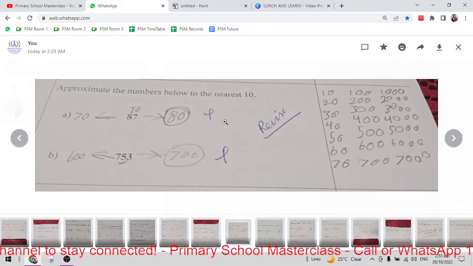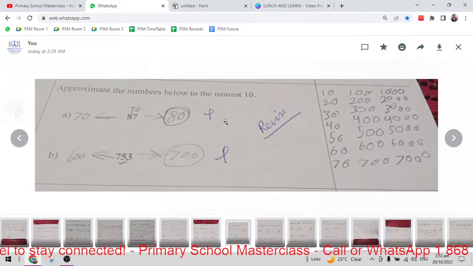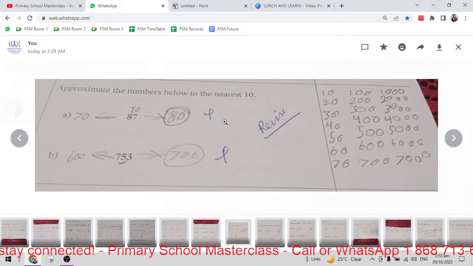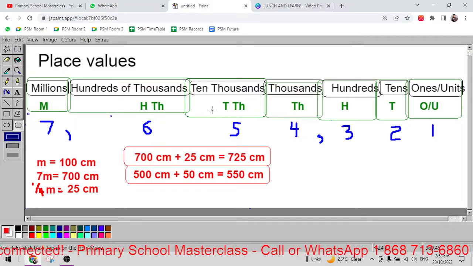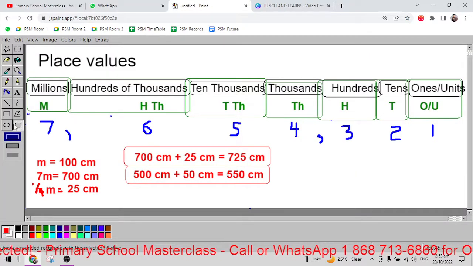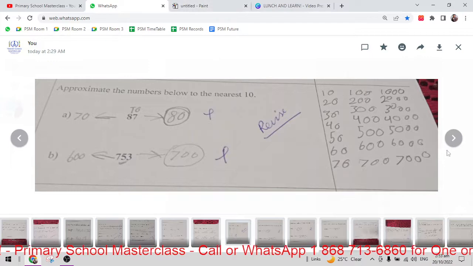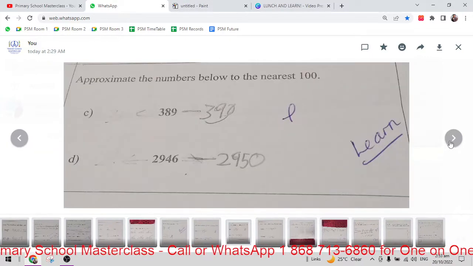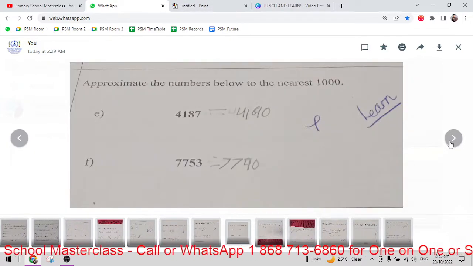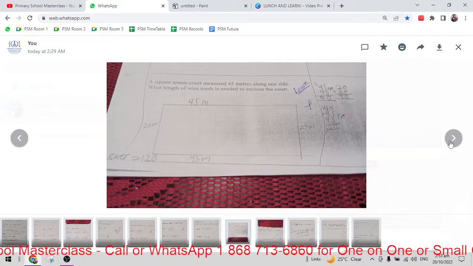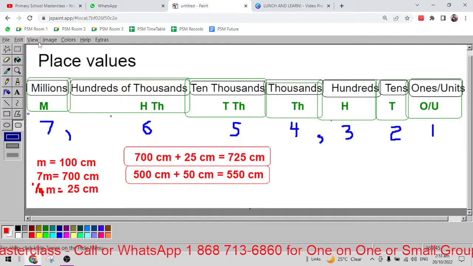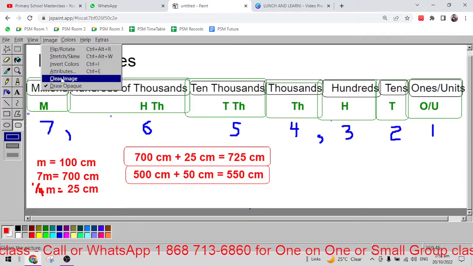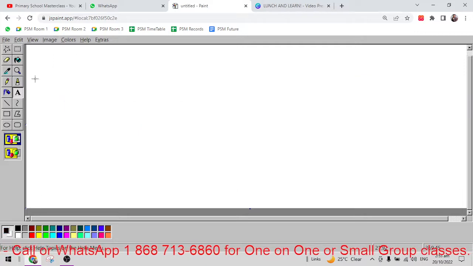Approximate the numbers below to the nearest 10. Alrighty then. Okay, so this is how you approximate, guys. I really don't want to take off this place value chart. I wonder if there are other place value questions. No, I don't think that there are. So I will erase this.